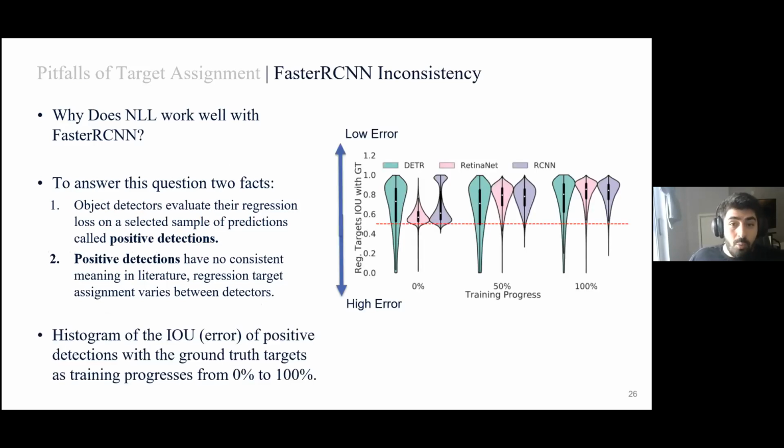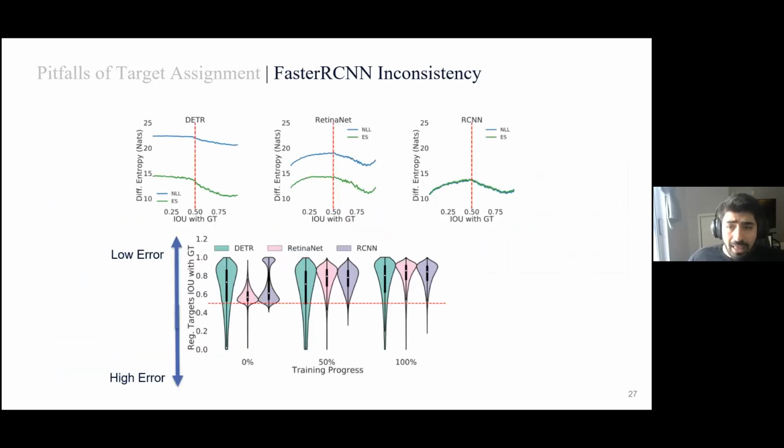We plot what the errors of positive detections are as training progresses. These are called violin plots. These are the distributions of the intersection over union with the ground truth of regression targets. Basically, the network selects some predictions to evaluate its regression loss. This is the error in these predictions. We notice that the negative log likelihood generates high entropy distributions when the network is trained on low IOU, high error regression targets.